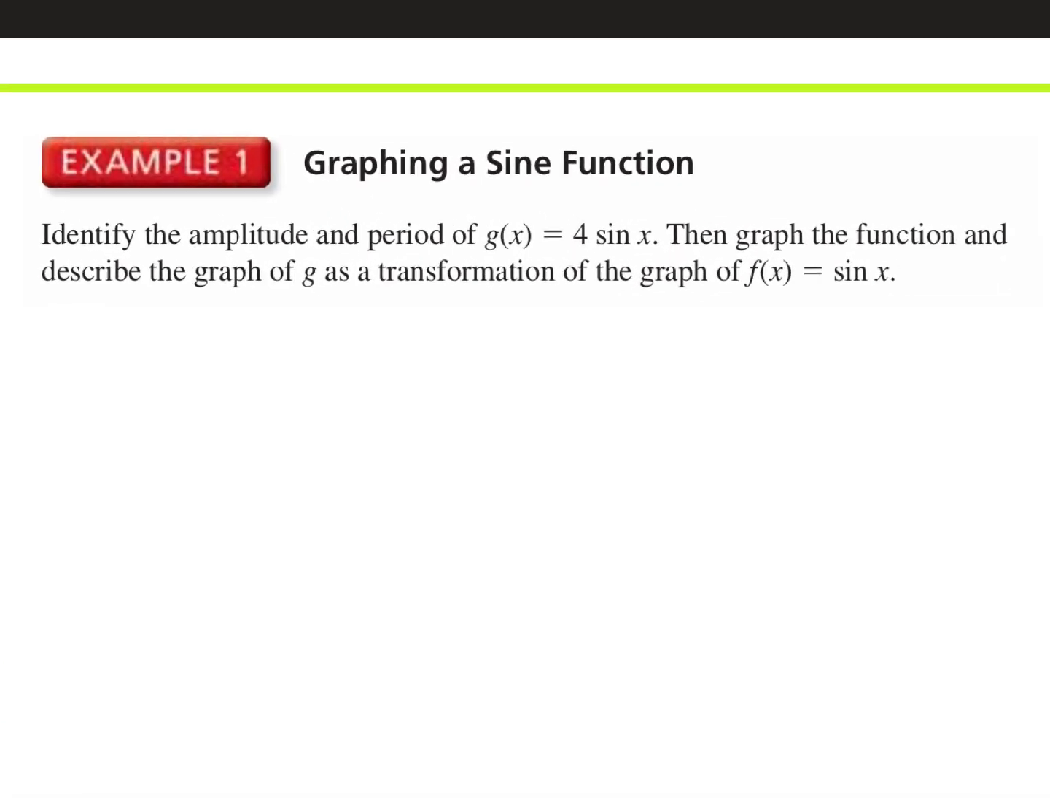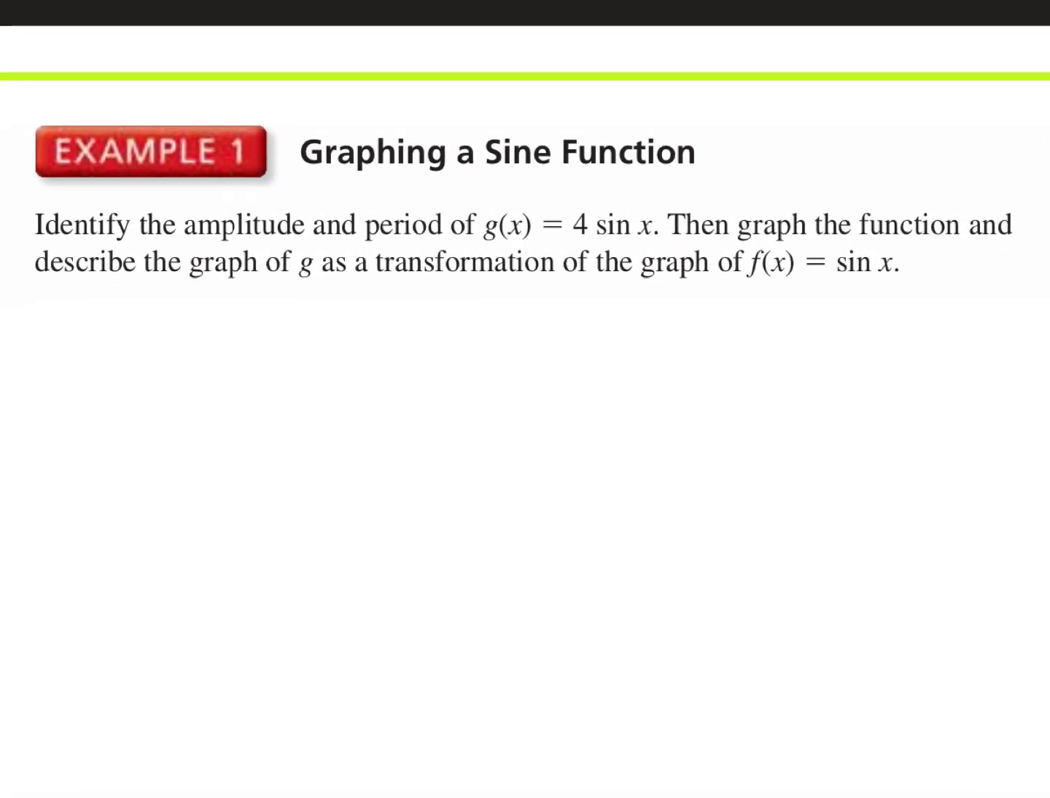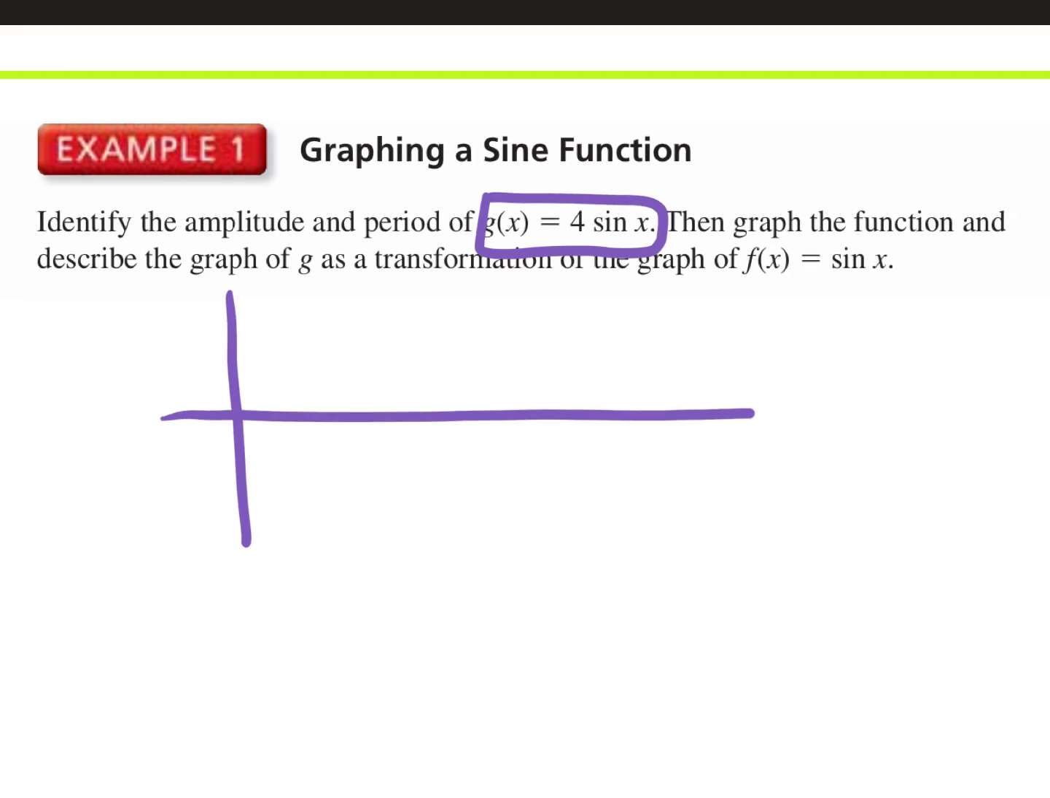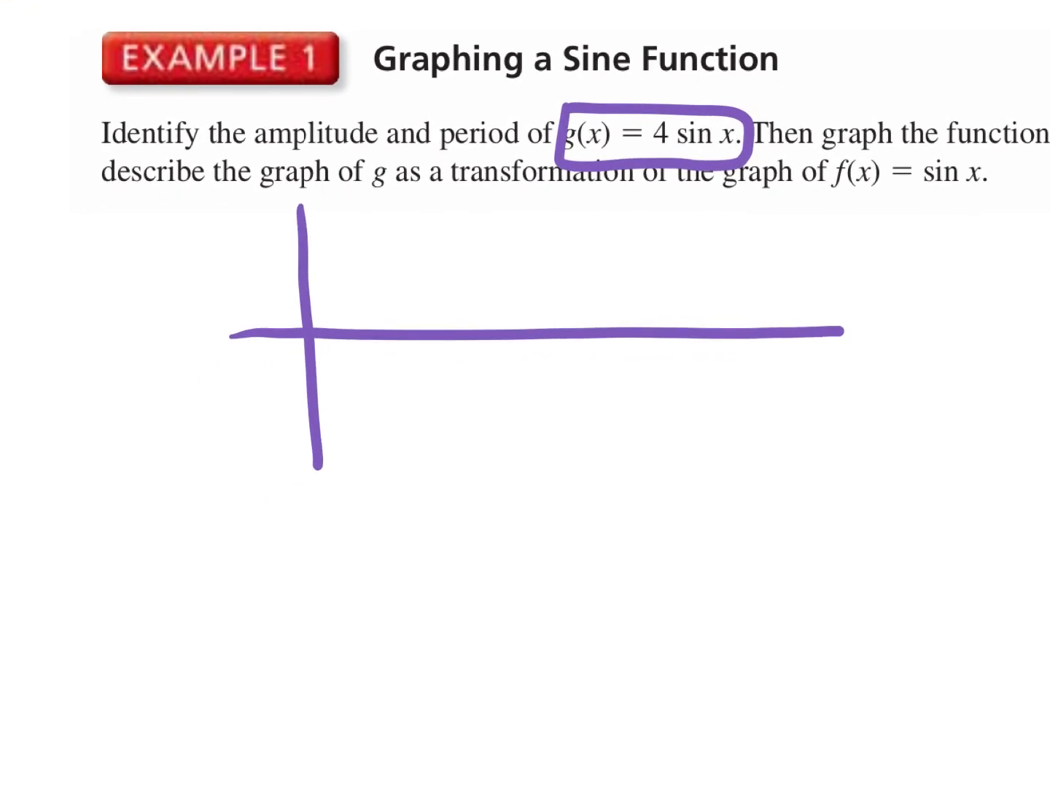Okay, example 1. We have to identify the amplitude and period of our graph here, 4 times sine of x. Then graph the function and describe the graph as a transformation of sine. So we're going to be graphing 4 sine of x. So I'm going to draw my graph here. We want to find the amplitude, the period, and the increments.